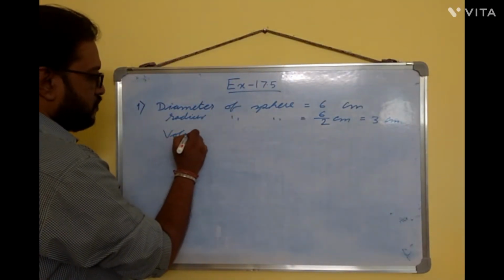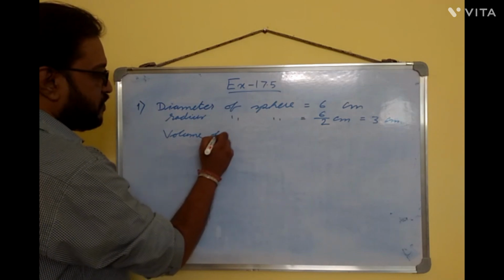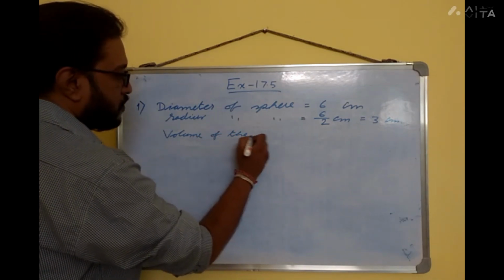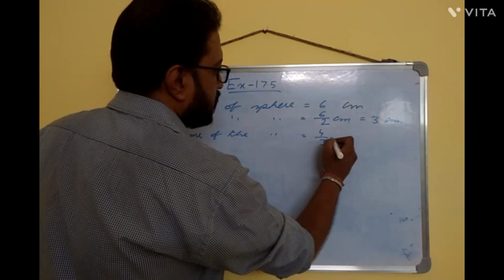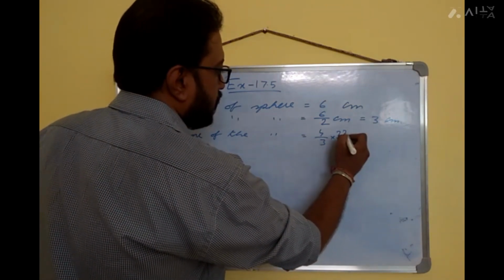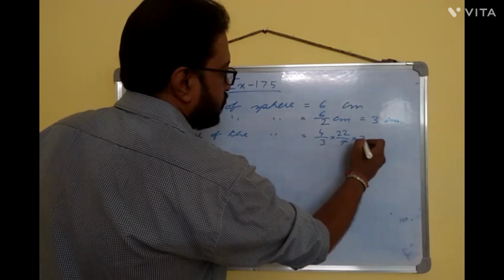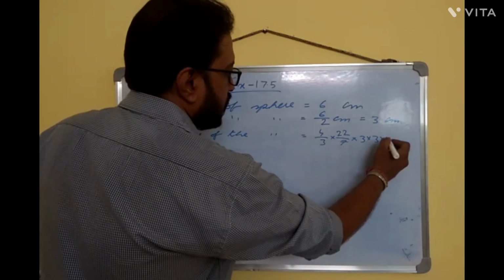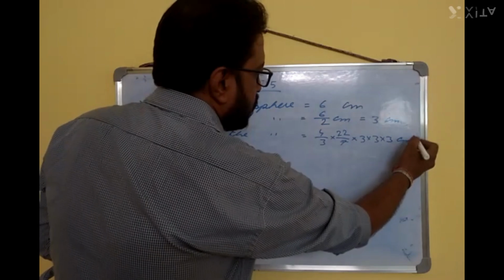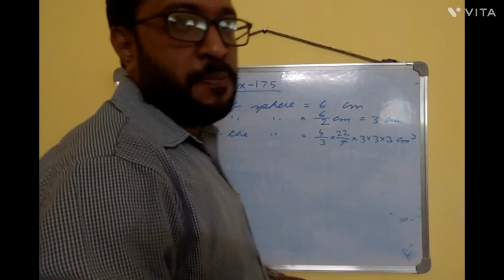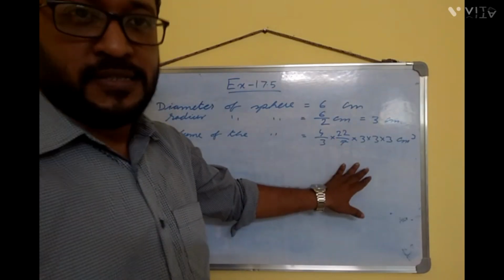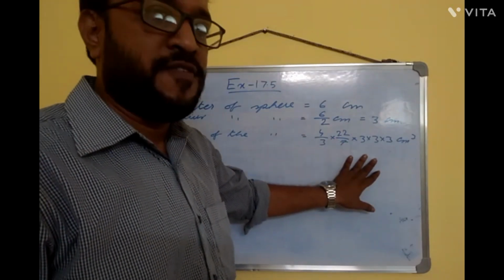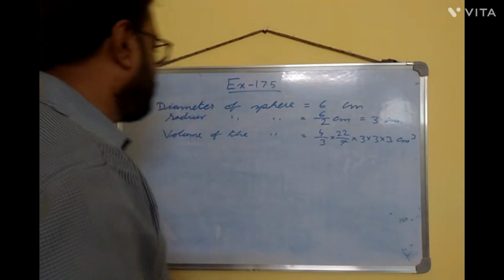So volume of the sphere is 4/3 pi r cube, 3 into 3 into 3 centimeter cube. Do not complete the calculation. Never complete it in this exercise. Do not complete this kind of calculations. I will tell you why.